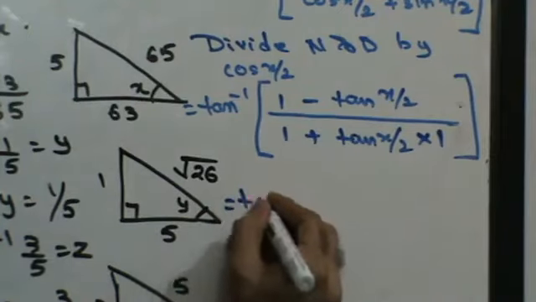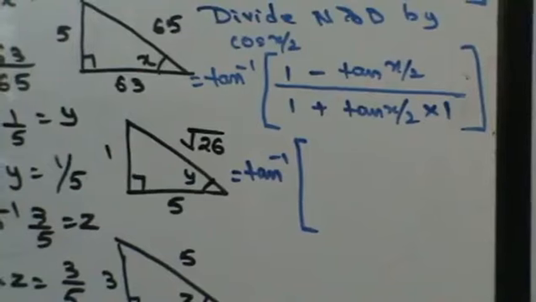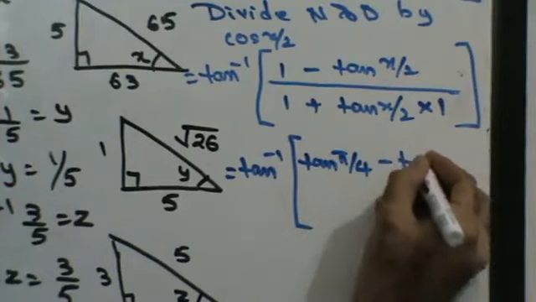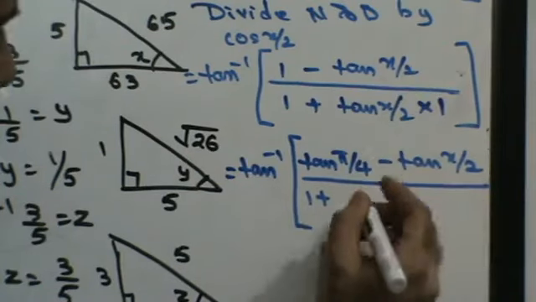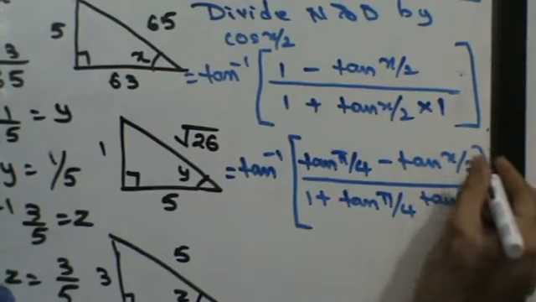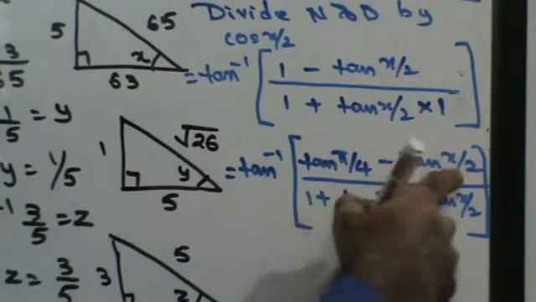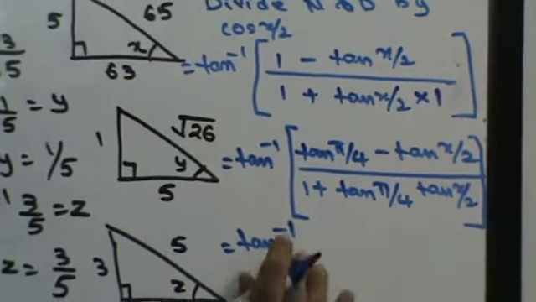Now, let's see this. This can be written as tan inverse. 1 can be written as tan 45. Tan 45 is 1. So this can be written as tan pi by 4 minus tan x by 2 upon 1 plus this 1, I'm substituting as tan pi by 4 into tan x by 2. Right, people? Now, this is in the form tan A minus tan B upon 1 plus tan A tan B. This is the addition formula. Tan A minus tan B upon 1 plus tan A tan B is nothing but tan of A minus B.